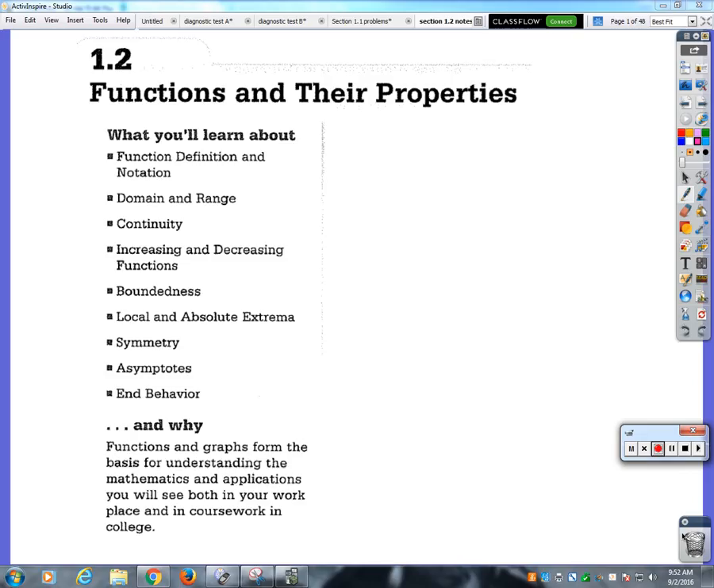This section is mostly vocabulary. So we are going to learn what all of these things in this left-hand column mean mathematically.